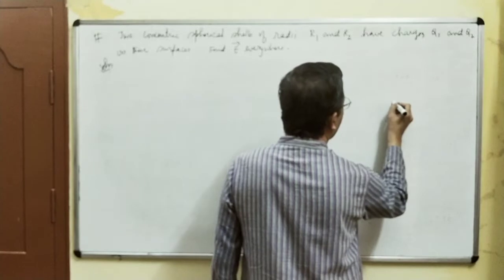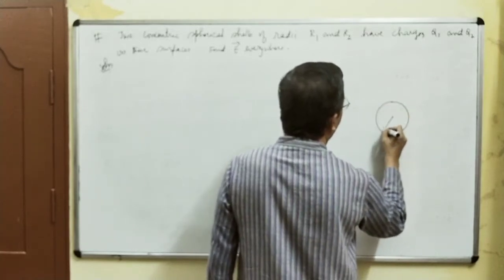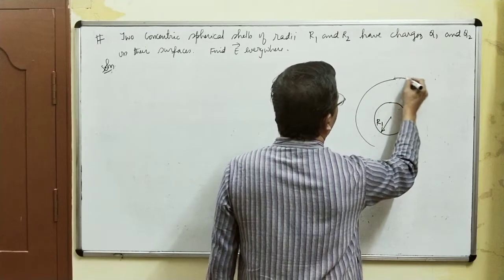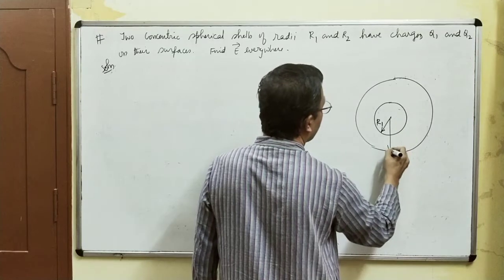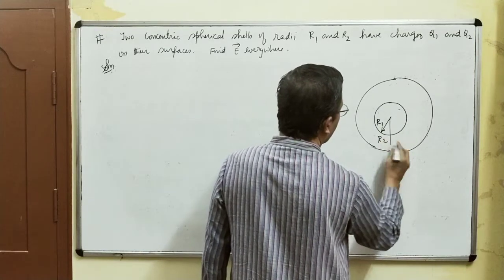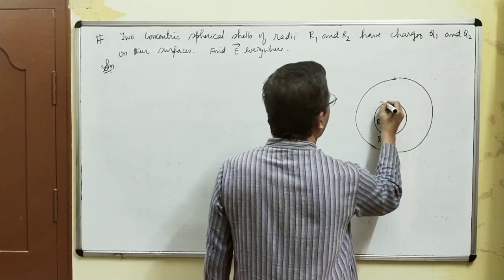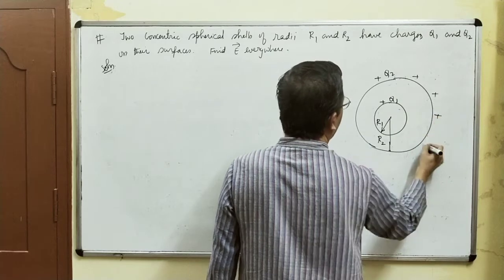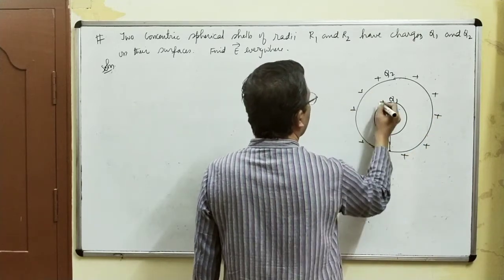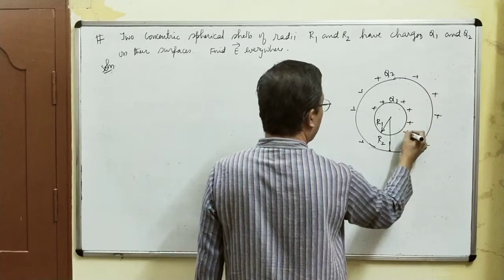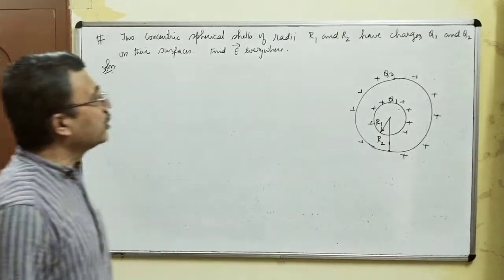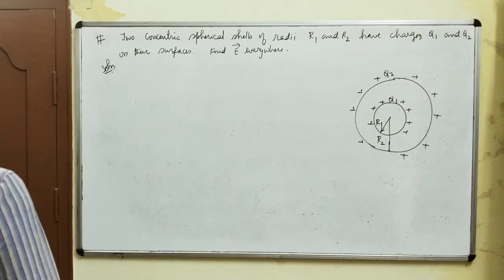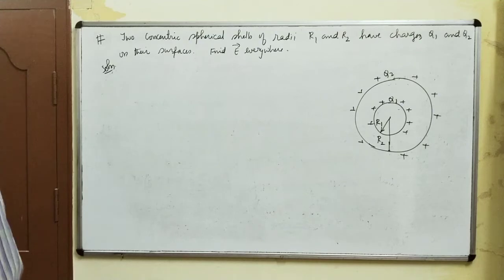We have got two concentric spherical shells of radii R1 and R2. Inner one is positively charged to Q1. Outer one contains the charges totaling to Q2. The inner concentric spherical shell has charges totaling to Q1. Now we have to find electric field intensity at different values of R.